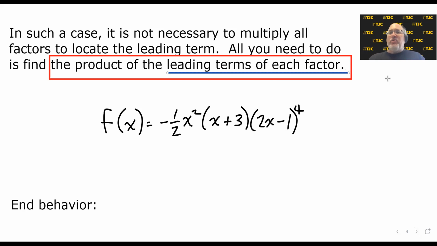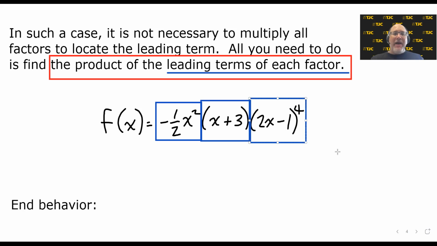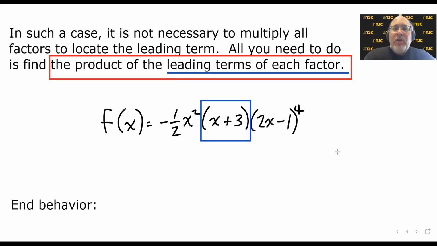Well, by definition, a factor is part of a multiplication problem. So this function has 3 factors: -1/2 x squared, x plus 3, and 2x minus 1 to the 4th power. Each of those factors has a leading term, meaning a part with the highest power. In the first one, the only term in the first factor is -1/2 x squared. So that's going to be part of what we multiply together. In the second one, the leading term is x.